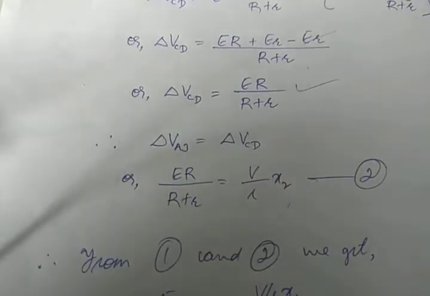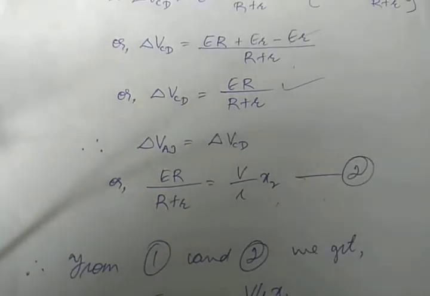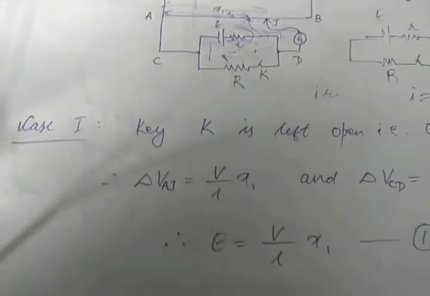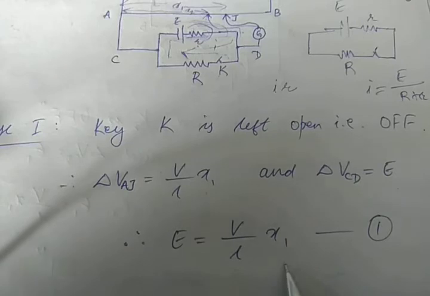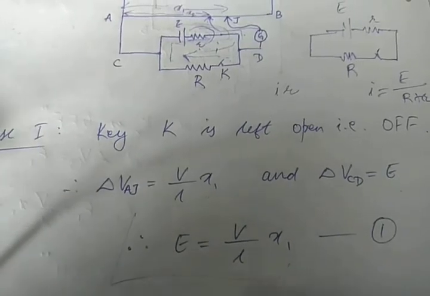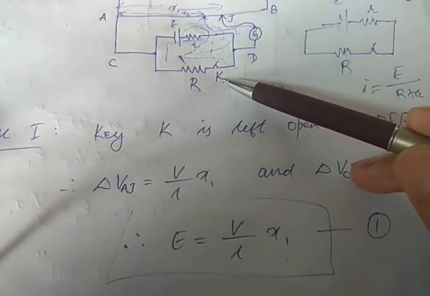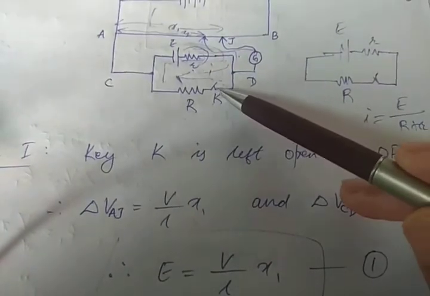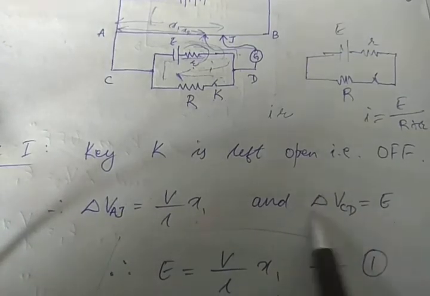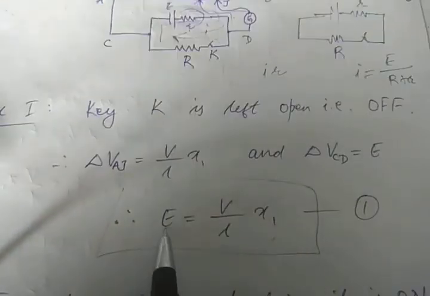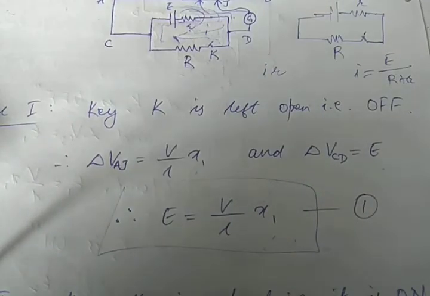So this is our equation number 2. And what is our equation number 1? Equation number 1 is this: E is V upon L x1, which is the case when this key K was left open. When this key was left open, delta VAJ was V upon L x1, and delta VCD was simply E. So E is V upon L x1. This is the case we got when the key K is open.